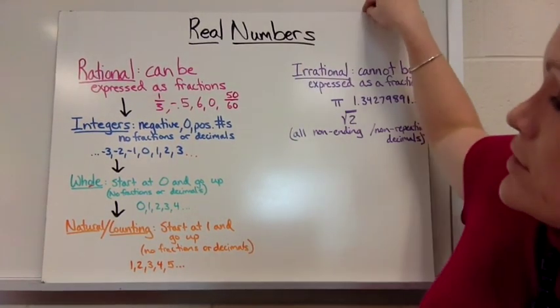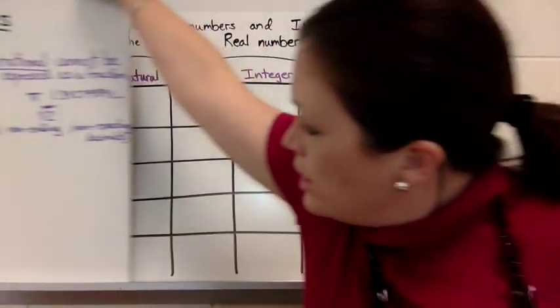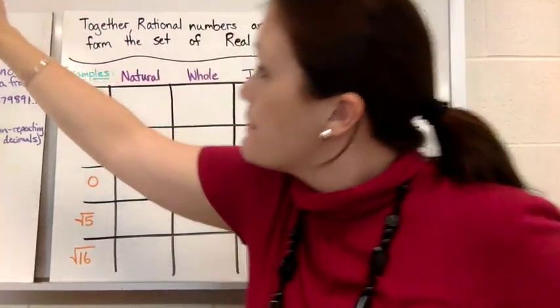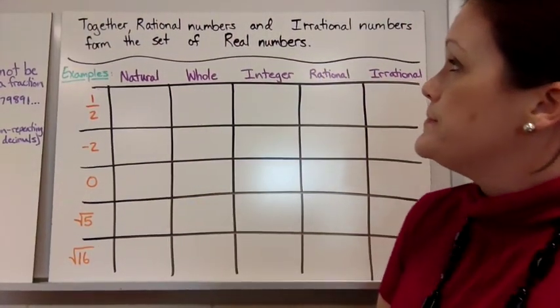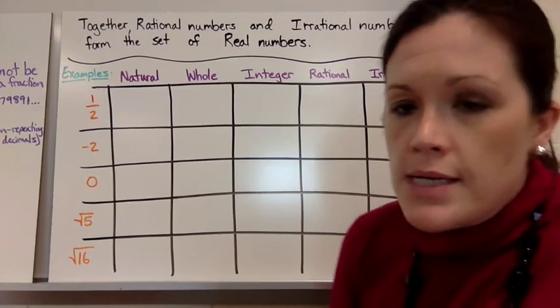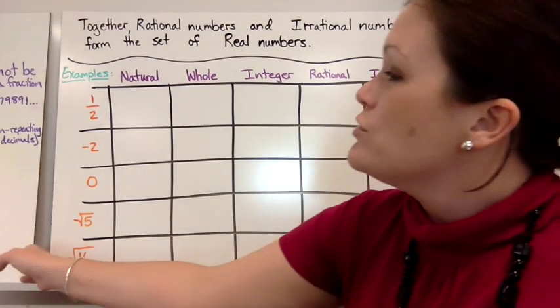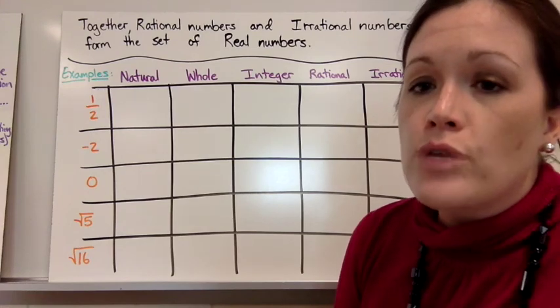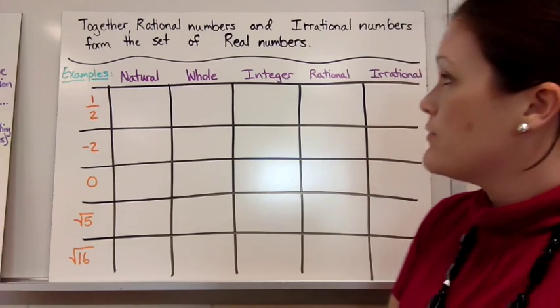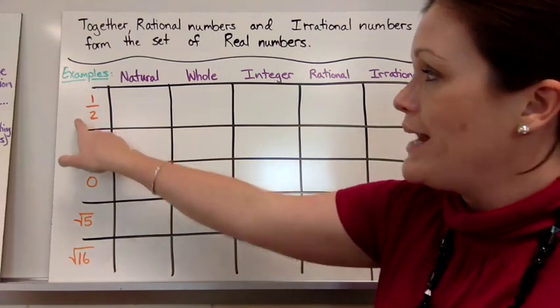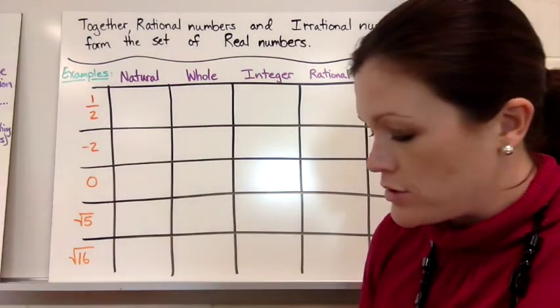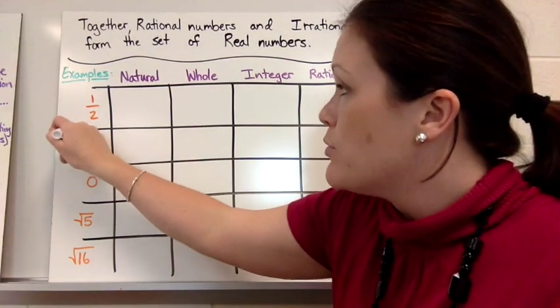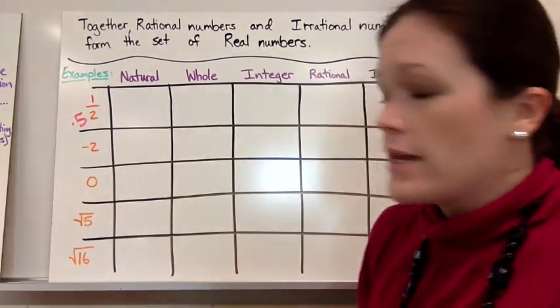So let's look at a little chart with some examples. So a good thing to remember is that together rational numbers and irrational numbers form the entire set of real numbers. So let's look at a few of these together. Like 1/2, we've already kind of verbally talked about. We could rewrite it as 0.5 and look at it that way as well.